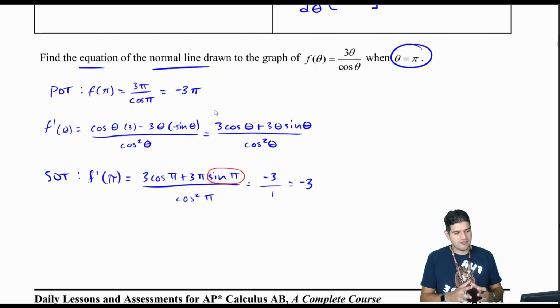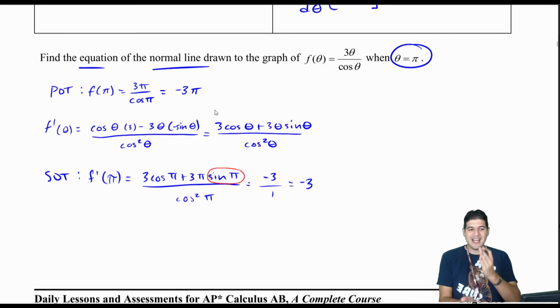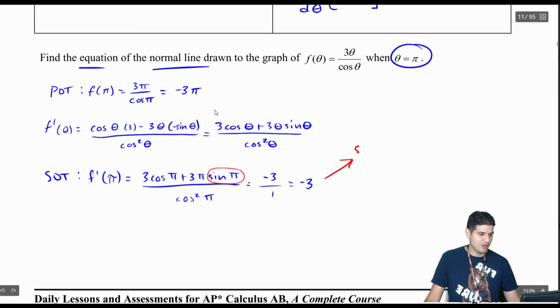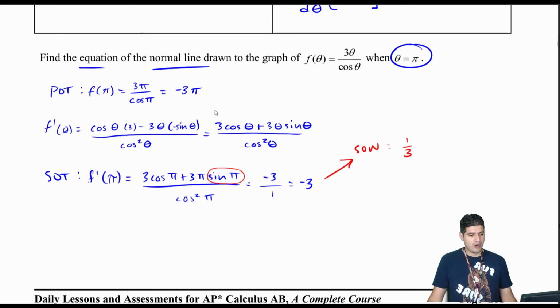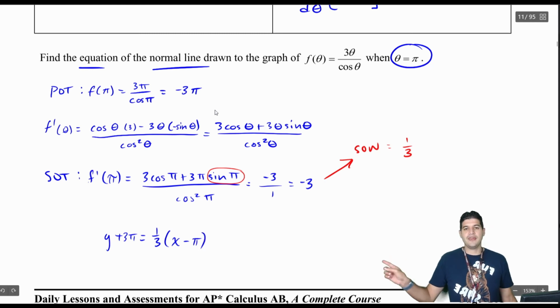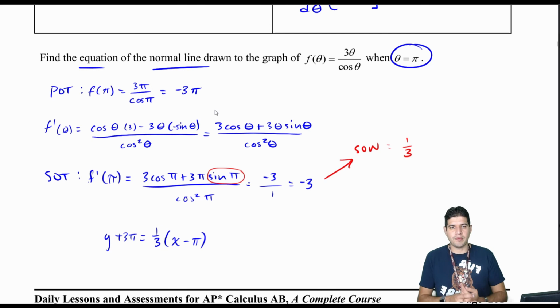Now I have enough information. Oh wait, no I don't, because I want to find the normal line. Don't forget to take this further. That slope of the normal line that we need is just a negative reciprocal. So that's going to be +1/3. Now I have enough information to write the equation of the normal line. So all I've got to do is go y minus the y value that I found, so y + 3 pi equals my slope, which is 1/3, times x minus the x value that I'm using, so x minus pi. And that right there is going to be the equation of the normal line.